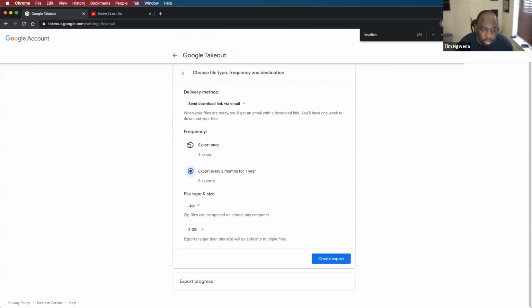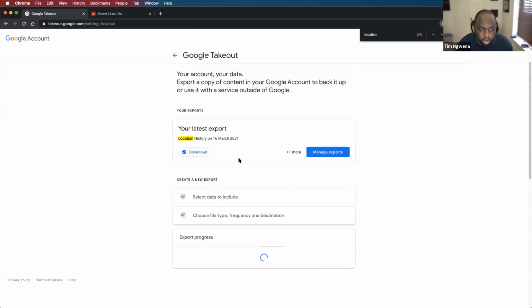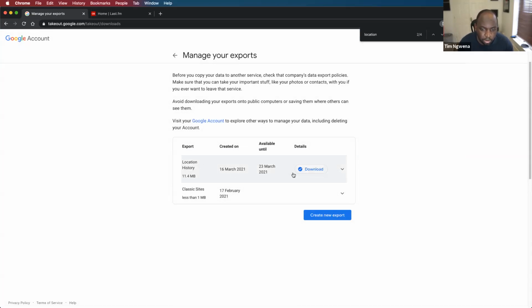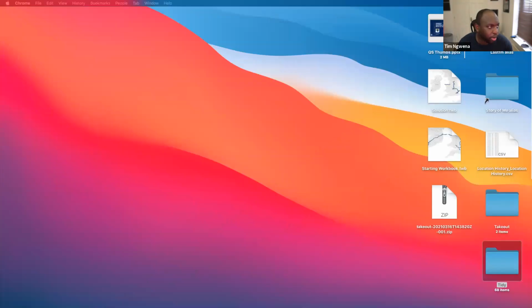But once you've done that, you just select the export you want, you create it once, and once that export is running, you can then go and manage your exports. Earlier on today, I triggered this, so I already have an export here ready to go that's sitting on my desktop. Okay, so that concludes what I'm going to show you in the browser now.